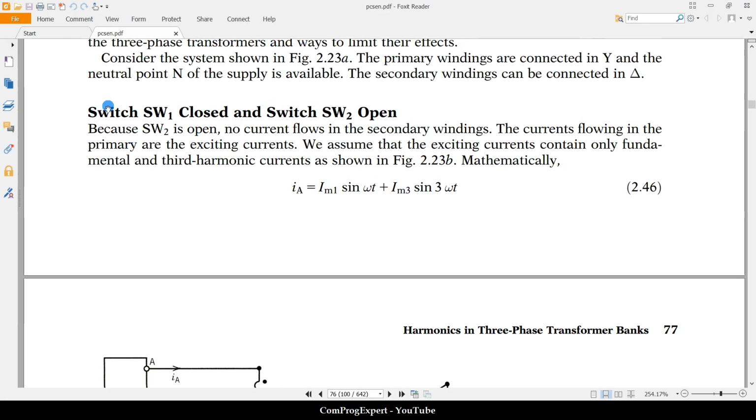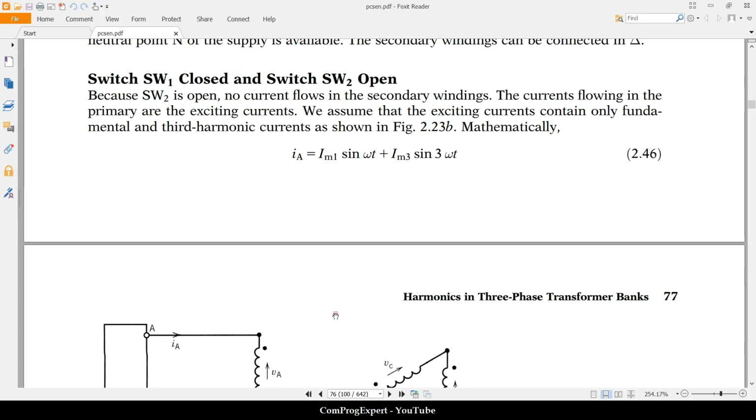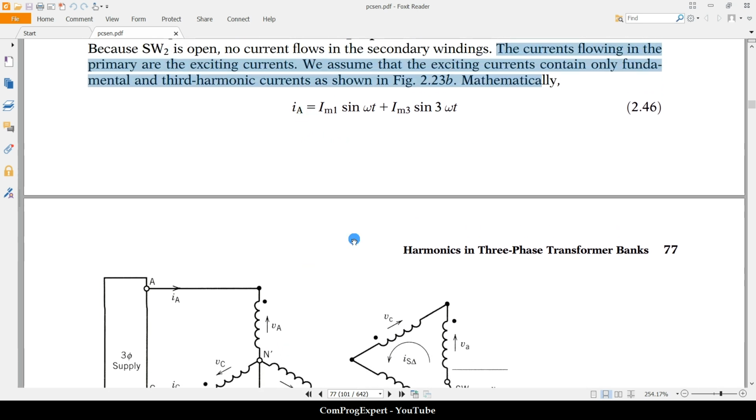In the first case, SW1 is closed and SW2 is open. In this case, because SW2 is open, no current flows in the secondary winding. The currents flow in the primary, the exciting currents. We assume that exciting currents contain only fundamental and third harmonic. Mathematically, we can write this. So this is the current of the phase A.